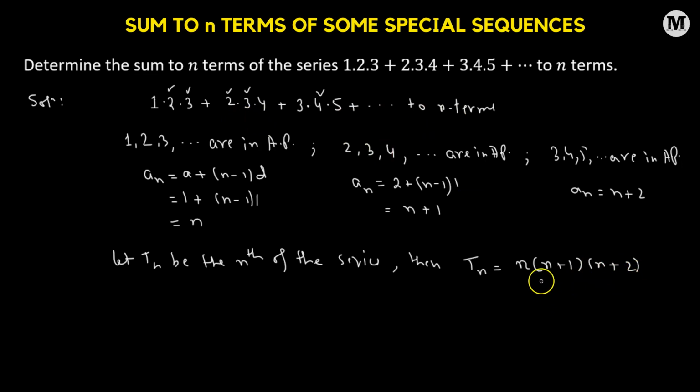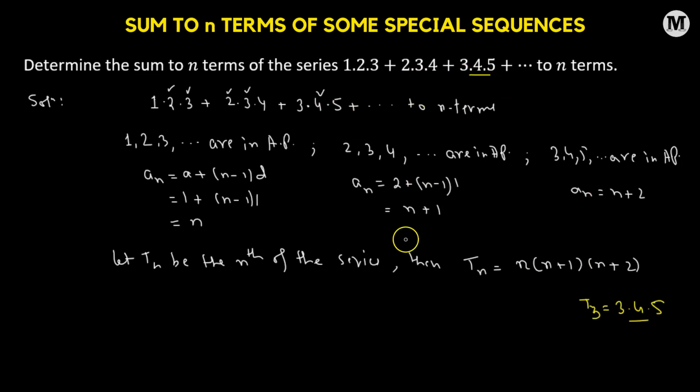We can verify it. If we choose n equal to 3, then T3, which gives us the third term, is simply 3 multiplied by 3 plus 1, that's 4, multiplied by 3 plus 2, that's 5. So this is exactly the third term of the series. This is how we can figure out the nth term of the series.